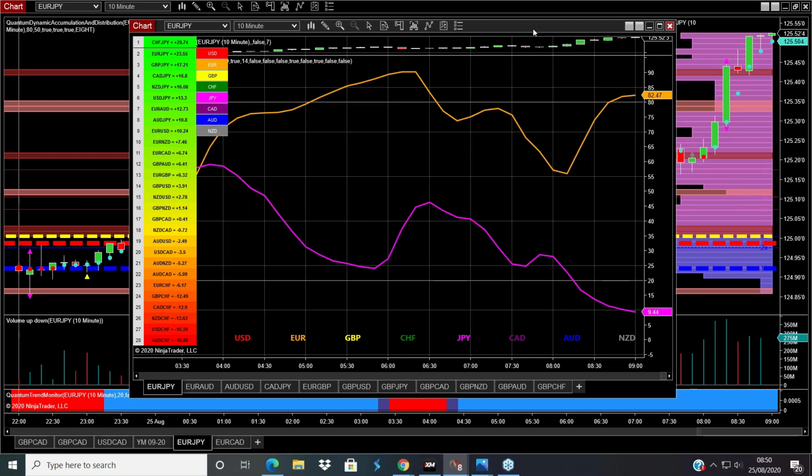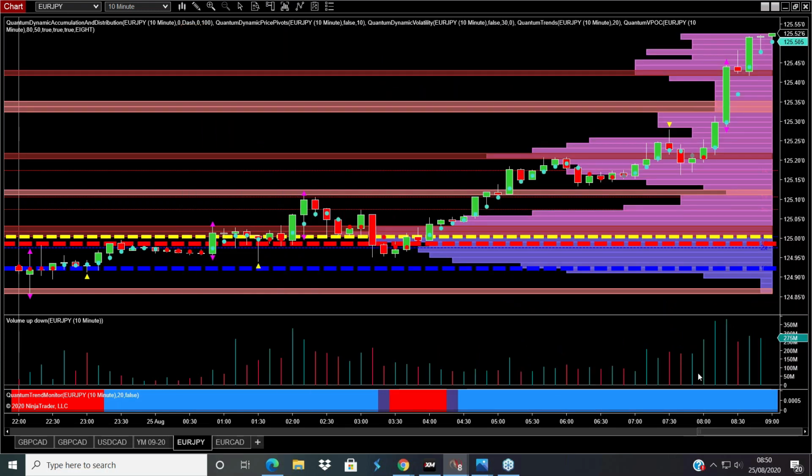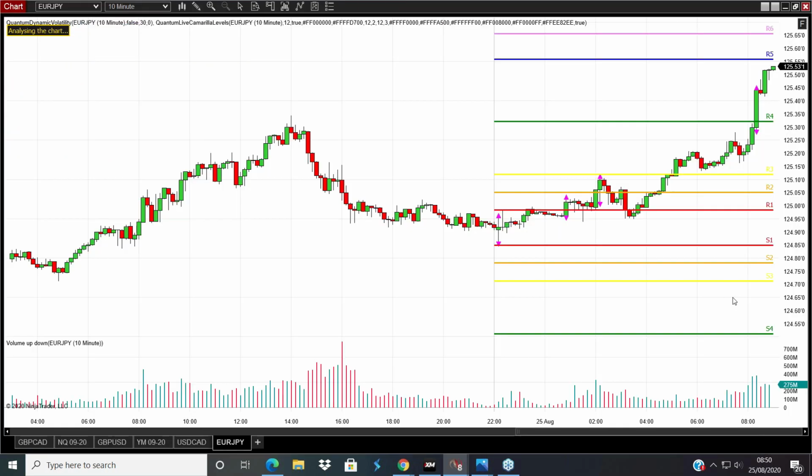Then we get the strong divergence again coming in just after London. What have we got here? We move away, and there we are, and up it goes. The volume comes in at the same time. Now the next question we want to know is, where is this heading to? And this is where we look at the levels. It actually blasted through the R4, didn't pause there on a volatility candle, and we know where it's heading to. It's coming up to 125, 125.55, because that is the next target for this particular pair.